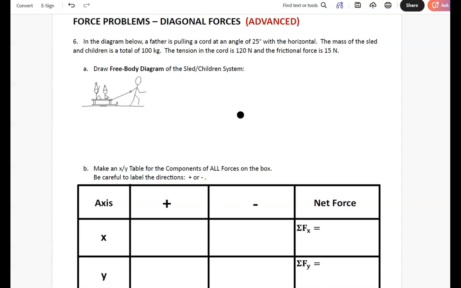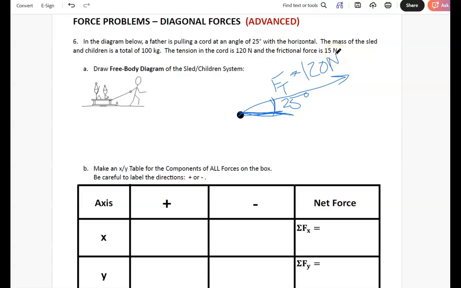We have a father pulling a cord at an angle. And so if we draw that angle 25 degrees above the horizon, that's the horizon. This is 25 degrees. And this is a force of tension. Really, it's the father applying a force. He's applying a force to the rope, and then the rope is applying a force to the sled. So you can think of it as the tension force or an applied force. It's the same thing, essentially. And we know that this is 120 newtons at this angle here.